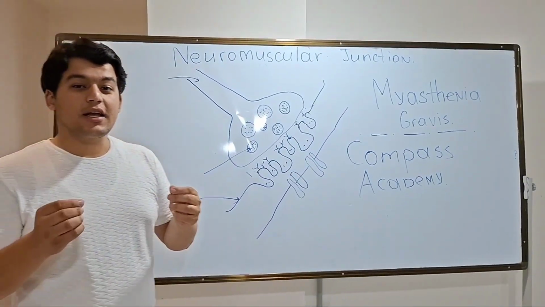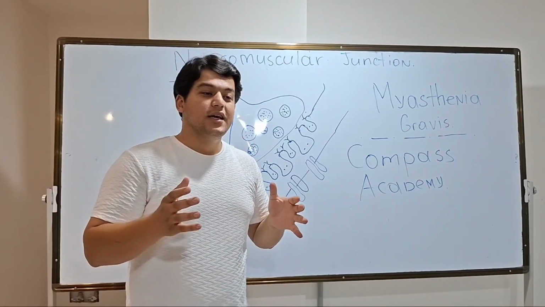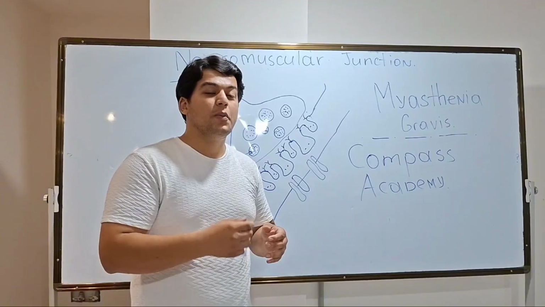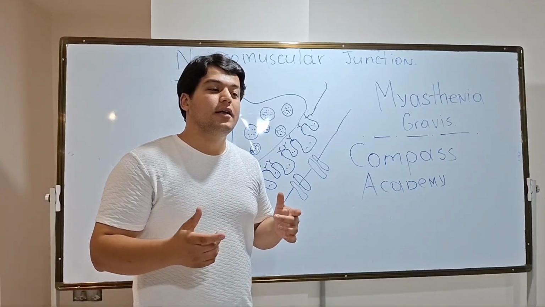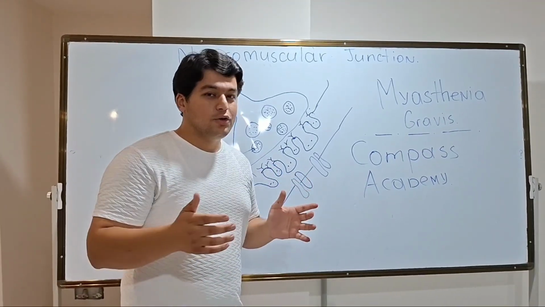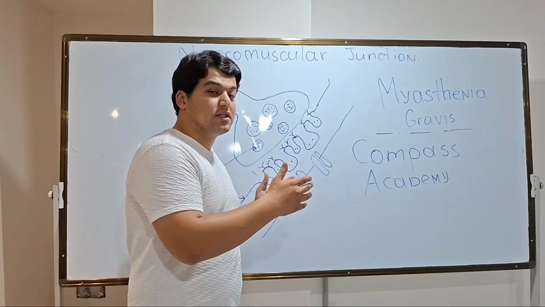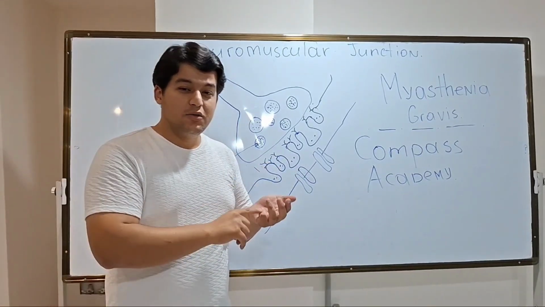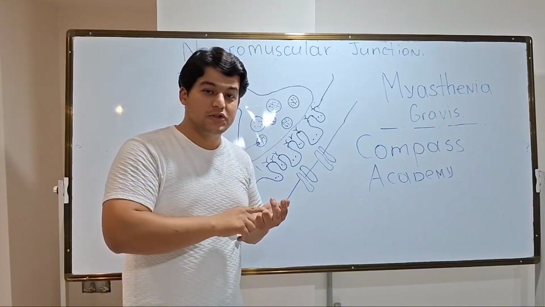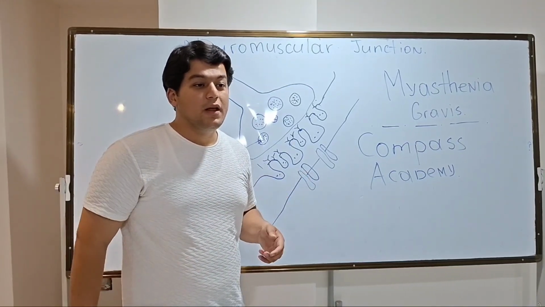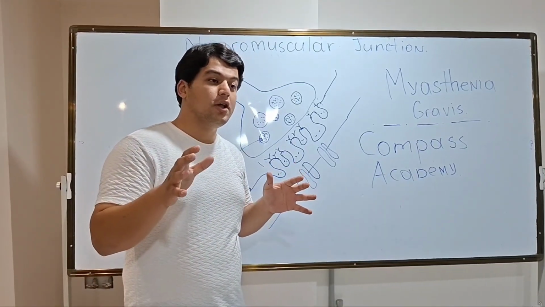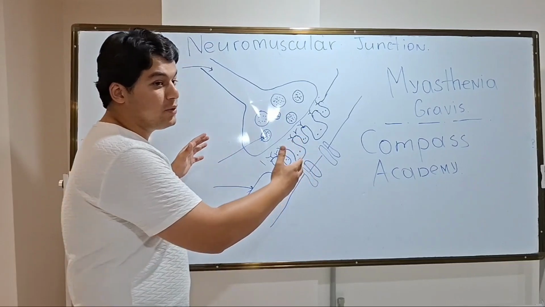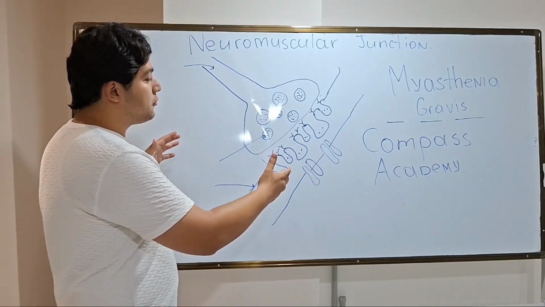What is Myasthenia Gravis? Myasthenia Gravis is an autoimmune neuromuscular disorder, and here we are going to explain everything in detail, like the pathophysiology, the normal physiology, and so on. First of all, I have to explain the normal physiology of it.